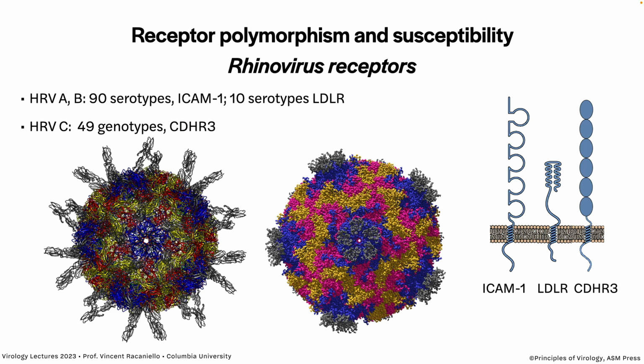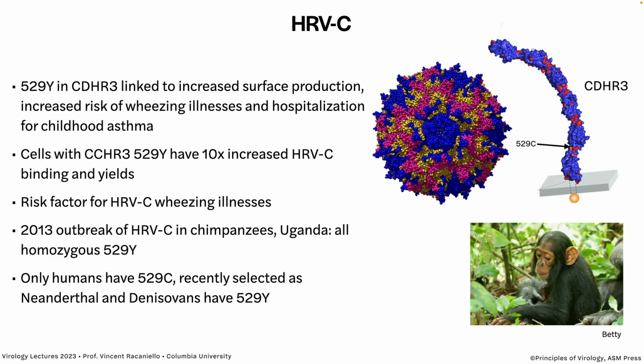So the A and B types bind ICAM1, which is an Ig-like protein shown on the right there. Ten serotypes of these A and B also bind low-density lipoprotein receptor, which I showed you bound to the particle already. The particle on the left has ICAM1 bound to it. And then there's also rhinoviruses type C, which bind a 3rd receptor called CDHR3. And CDHR3 is a curved, membrane-bound molecule that attaches to the cell receptor.